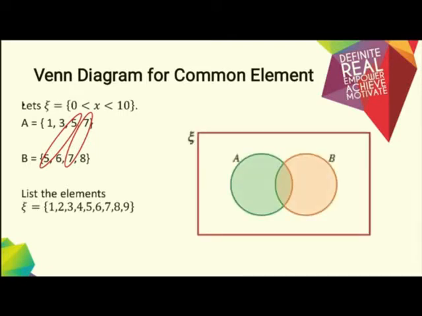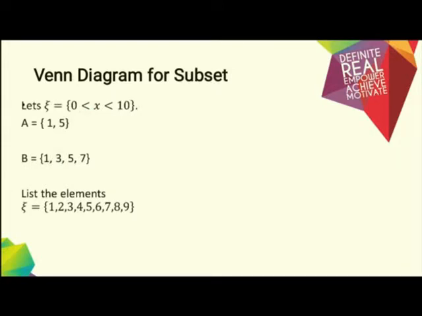So the diagram should be like this one. You put 5 and 7 in between A and B, which means 5 and 7 are elements of A and also elements of B. And then the rest of the elements of A there, and the rest of the elements of B there, and then the other elements in there. The third type is the Venn diagram for subset.